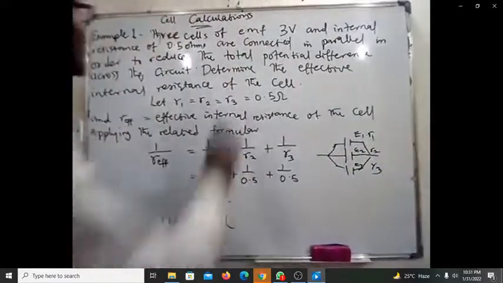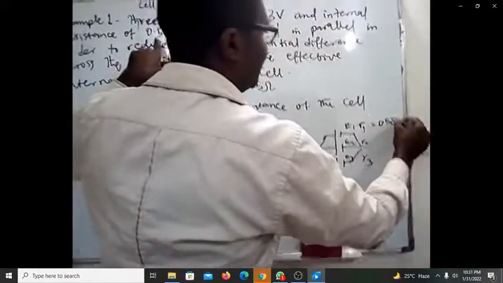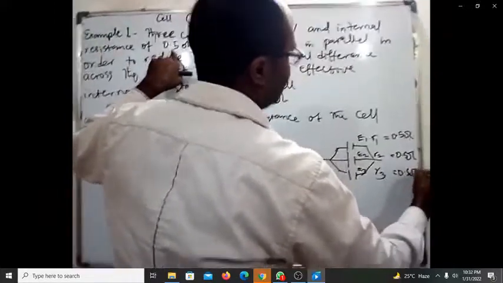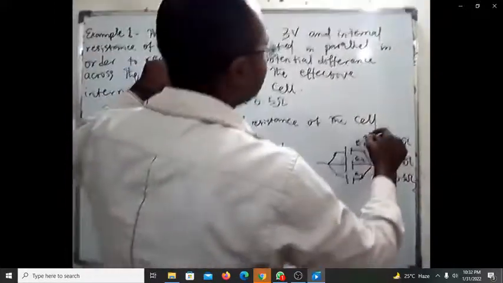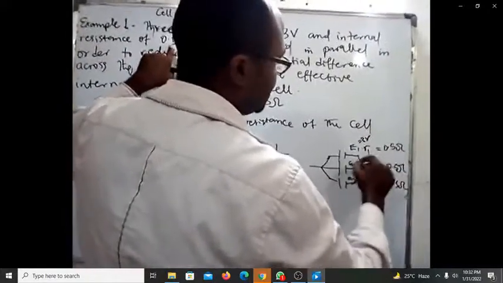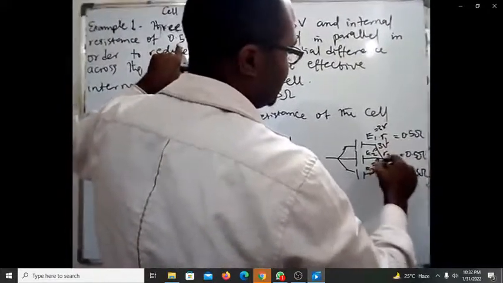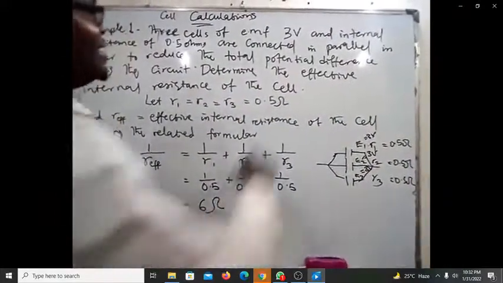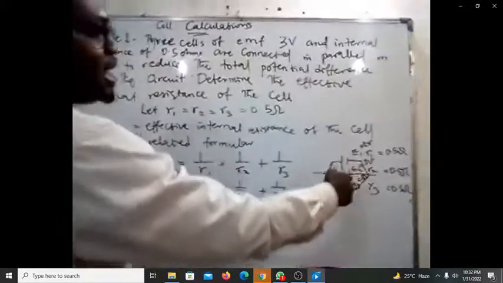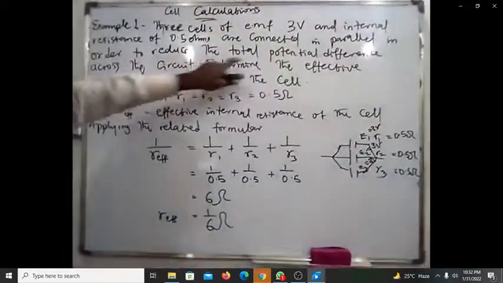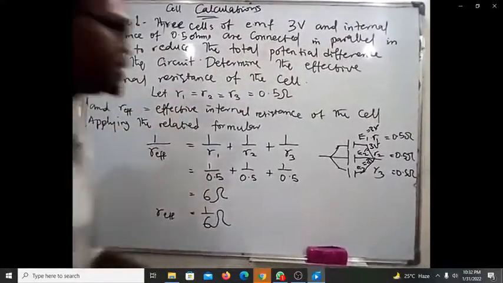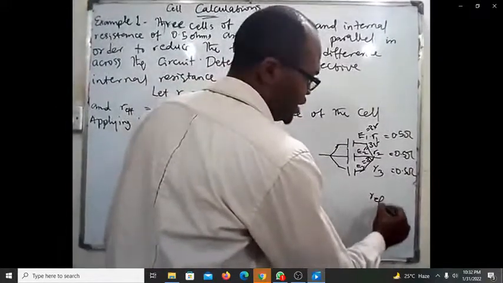So they are telling you that all the internal resistances are 0.5 ohms. This one is also 0.5, whereas their EMFs are 3 volts each. So they have equal magnitudes of the parameters. Connected in parallel. This is a parallel connection, is it not? In order to reduce the total potential difference across the circuit, determine the effective internal resistance.